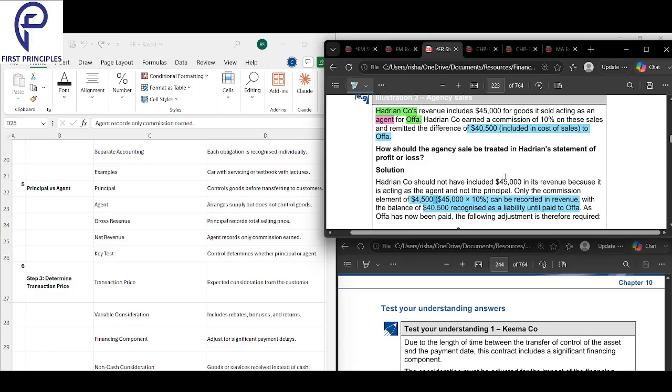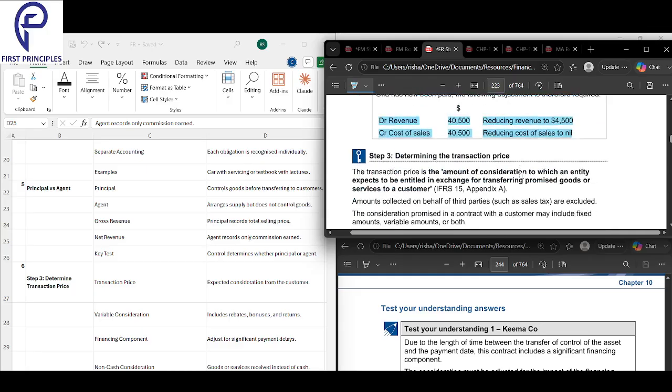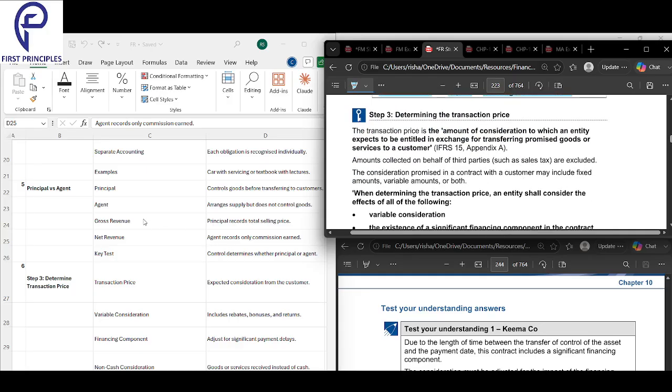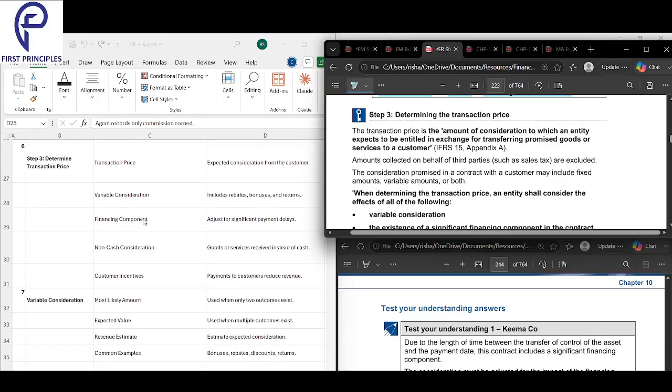That's what I meant. Okay, perfect. So you should record it at 4,500 and send off 40,500 to the principal. And the principal, in the meantime, before it sends off, ideally initially it should have recorded 4,500 as revenue, 40,500 as the liability. Okay, so that is about this. This is the illustration that is given as an idea about the principal versus agent.